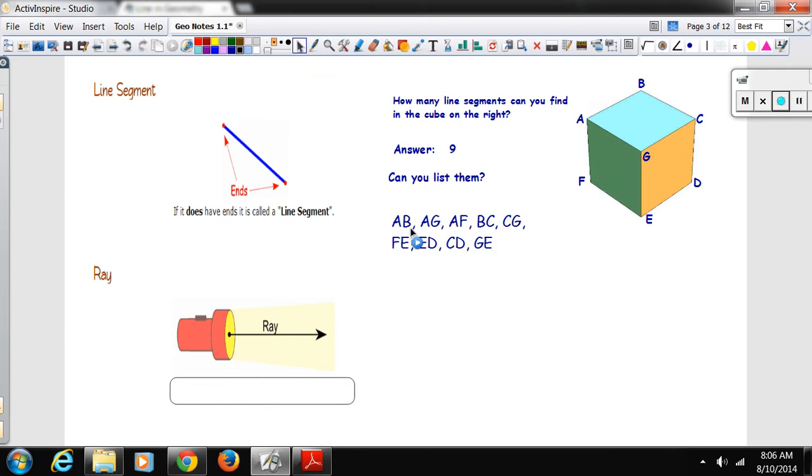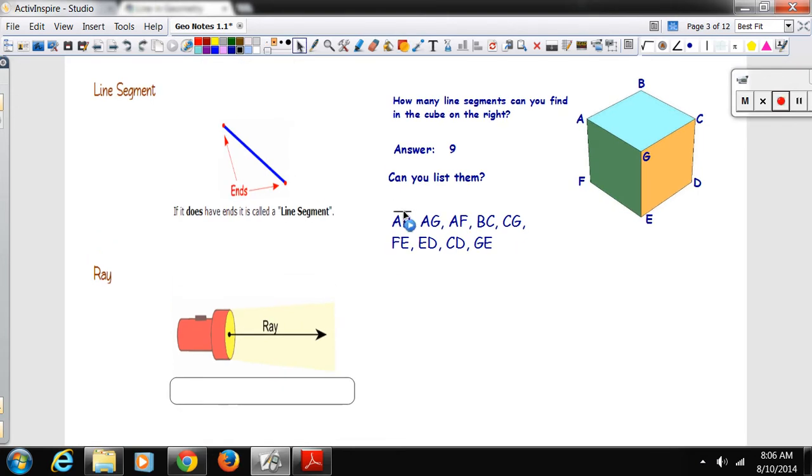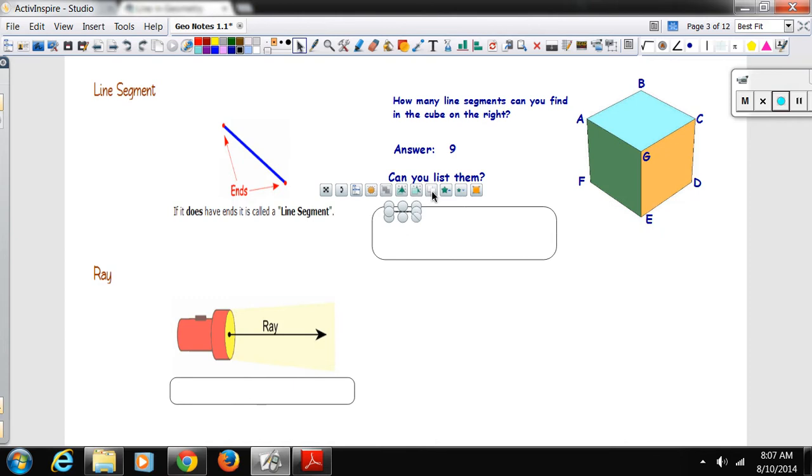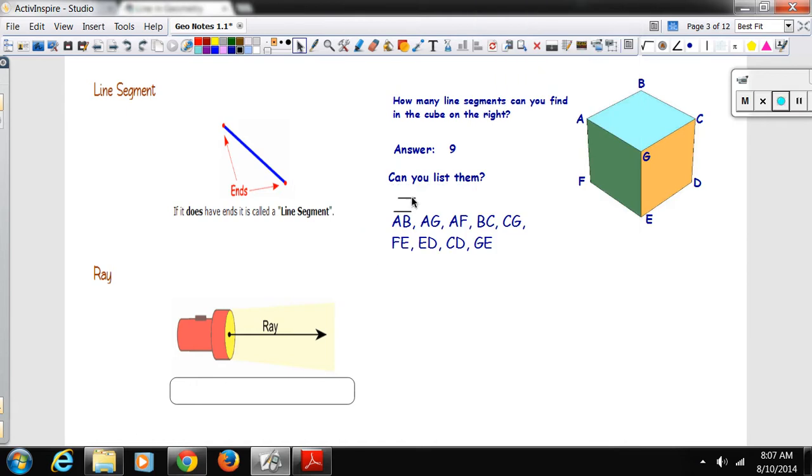If we listed them, AB would be a line segment, AG would be a line segment, and these are all the ones that we can see. Now how we would notate a line segment is we would take a little straight line across this like that, and that would be telling us a line segment. Now it's not an arrow, a line with arrows, that would be a regular line. This is just a line segment. Sorry, I have to get these rid of these for you. All of these would have little line segments on them. You could put them on all of them.